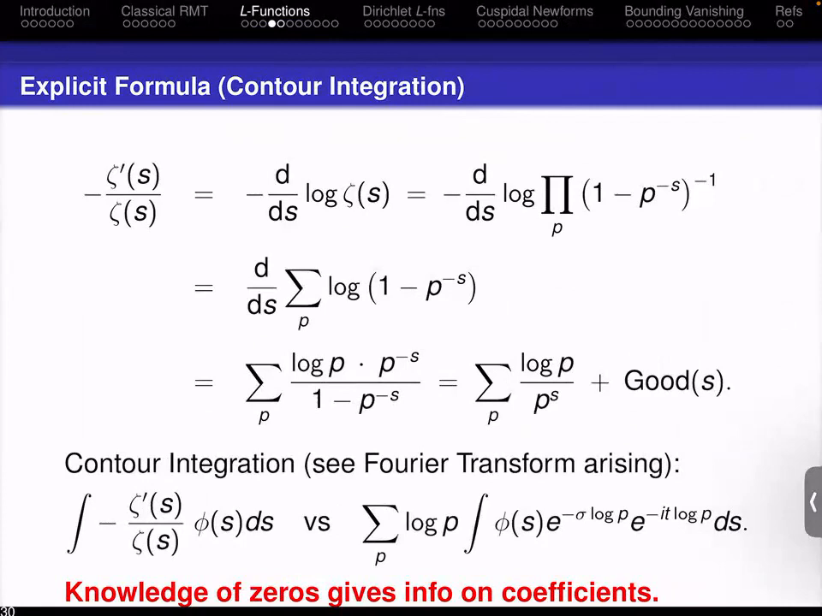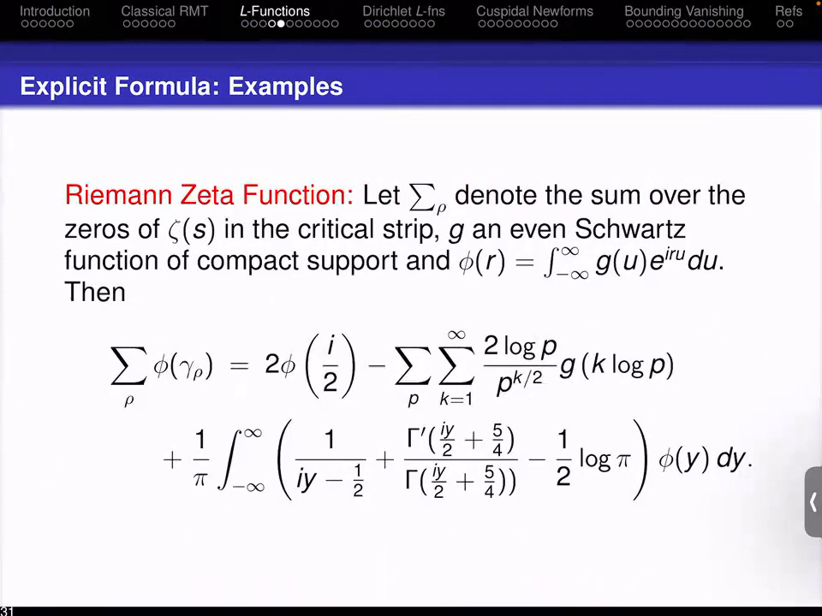So this is going to be our analog of the explicit formula. On the left-hand side, we're going to get a sum of phi over the zeros. On the right-hand side, we're going to get a sum of phi hat at the primes. And so to just write it explicitly, for the Riemann zeta function, we would get something that looks like this. Sum over zeros is related to, this is coming from the pole, and then everything else is coming from the primes.